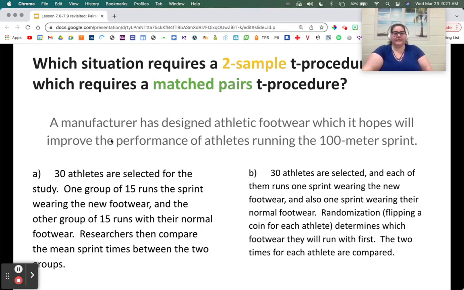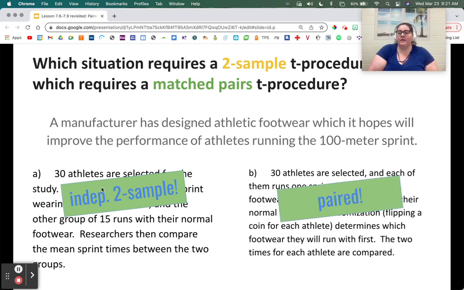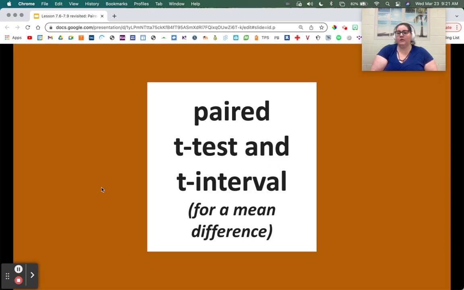So in scenario A, we have two separate groups who are doing two separate things. So those two sets of numbers aren't going to be connected because they're done by different people. Whereas with scenario B, we have 30 sets of numbers and they're done by the same person. So we have pairs of data. So it is paired. Now we're going to look at how we actually perform the test or the interval.